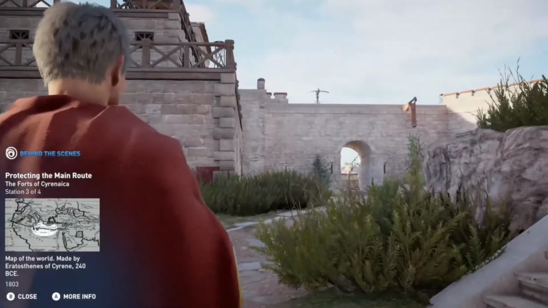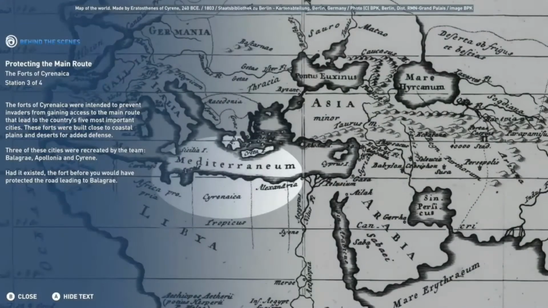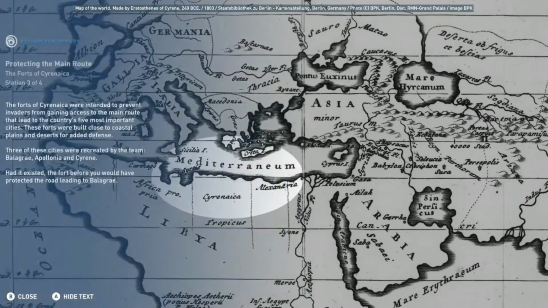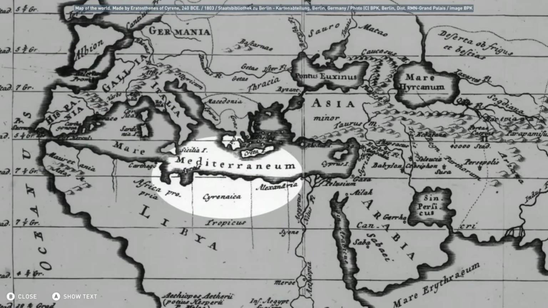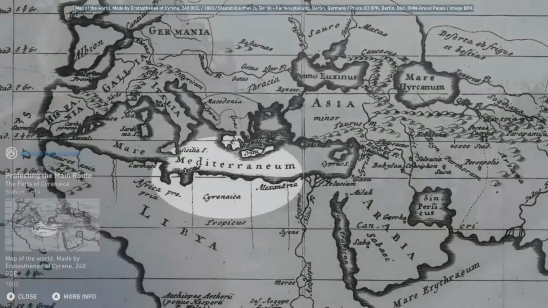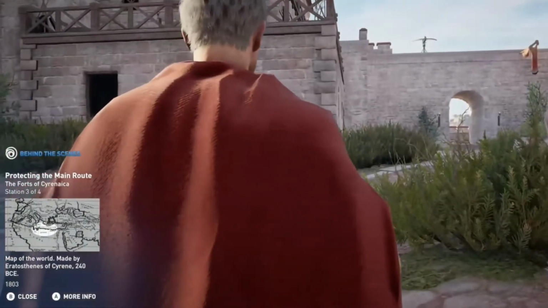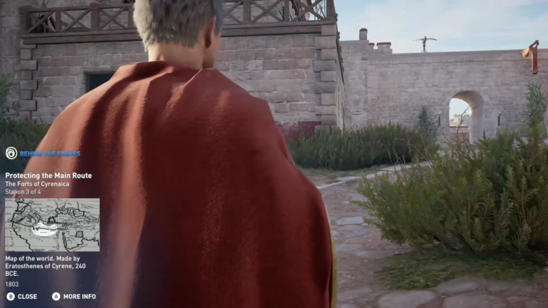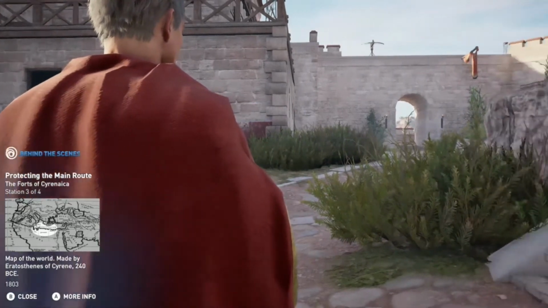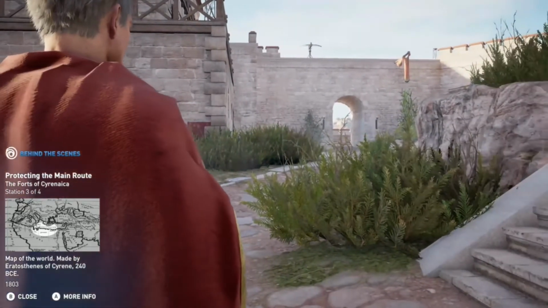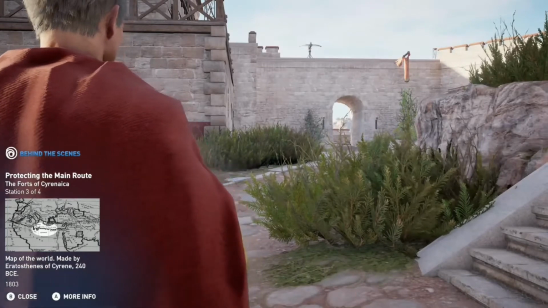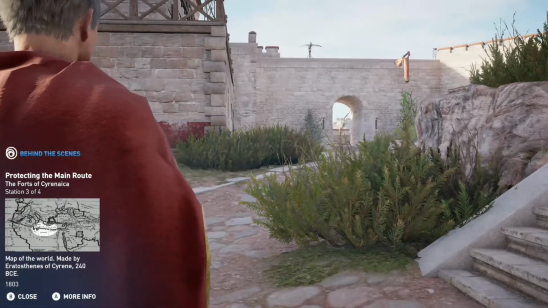The forts of Cyrenaica were intended to prevent invaders from gaining access to the main route that led to the country's 5 most important cities. These forts were built close to coastal plains and deserts for added defense. 3 of these cities were recreated by the team: Balagrae, Apollonia, and Cyrene. Had it existed, the fort before you would have protected the road leading to Balagrae.